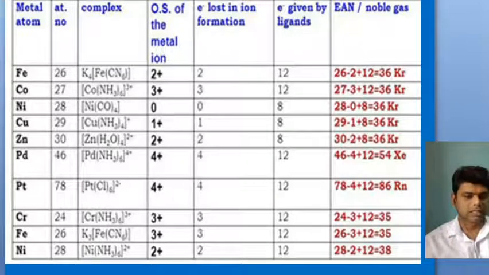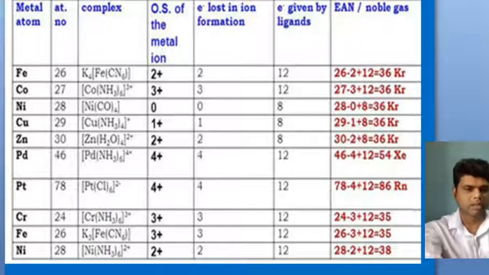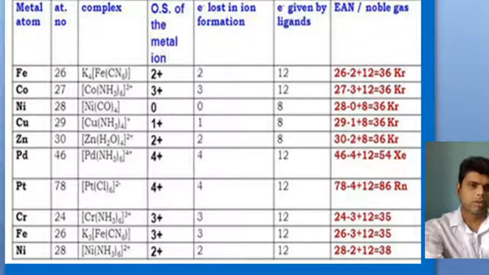K3[Fe(CN)6]. So again, three counter ions are there, 3 K+ counter ions are there. So from that you can say Fe is +3. Fe atomic number is 26 minus oxidation state 3 plus 6 cyanide ligands will render 12 electrons, making that one as what? 35. So again here also, EAN is not followed. So if EAN is not followed, the complex is less stable, you can say.